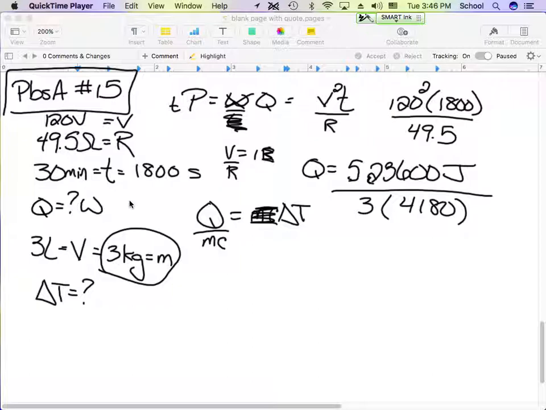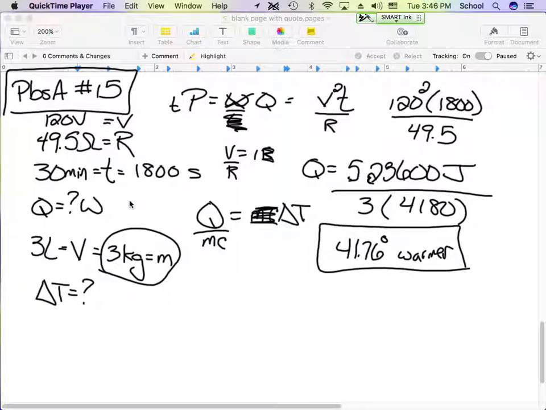Okay, so if you divide that number that's already in your calculator by 3, and then you divide it by 4180, you get 41.76 degrees warmer. Hey, that's what the answer says. Whoa.